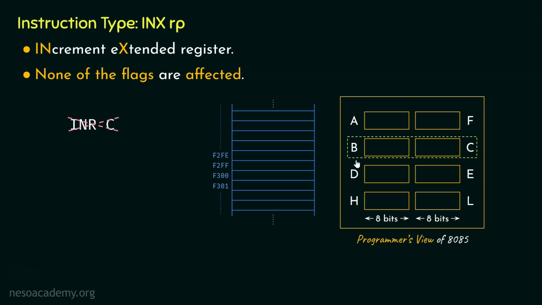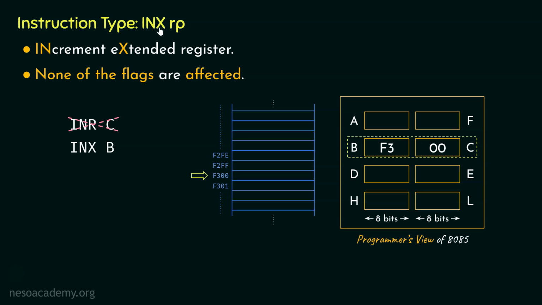On the other hand, if within the BC register pair, we already have the address F2FF, now having this address within the BC register pair will mean that the memory location F2FF is currently being pointed by the BC register pair. Execution of the instruction INXB cumulatively will increment the entire content of the BC register pair. So this address will be converted to F300. And now the microprocessor will know that the memory location F300 is being pointed. So this is the purpose of having the instruction type INXRP.